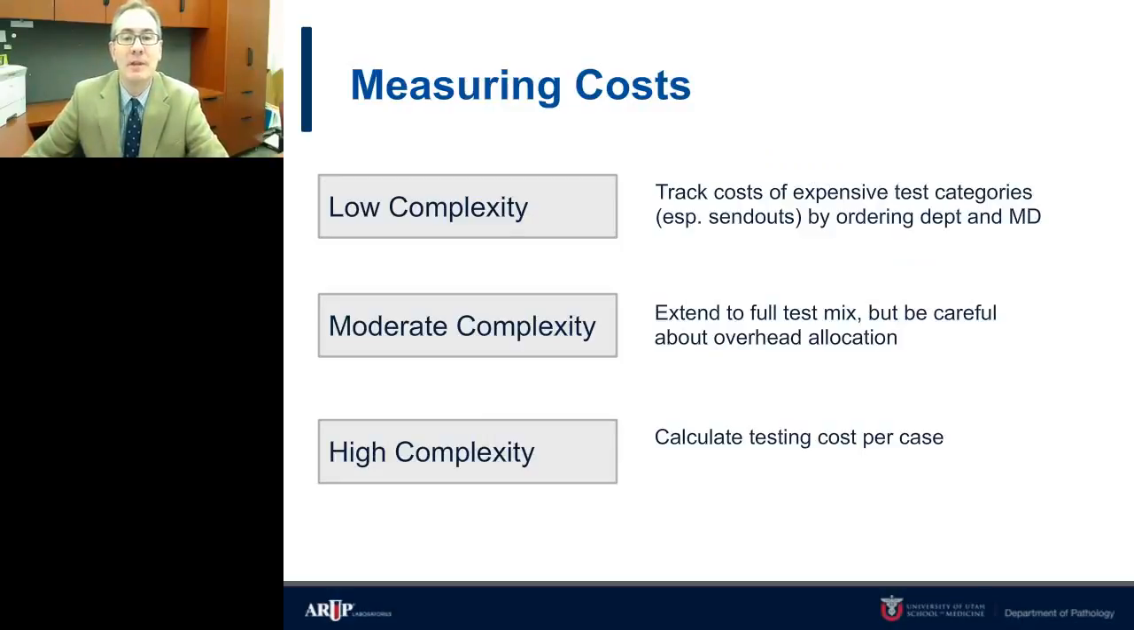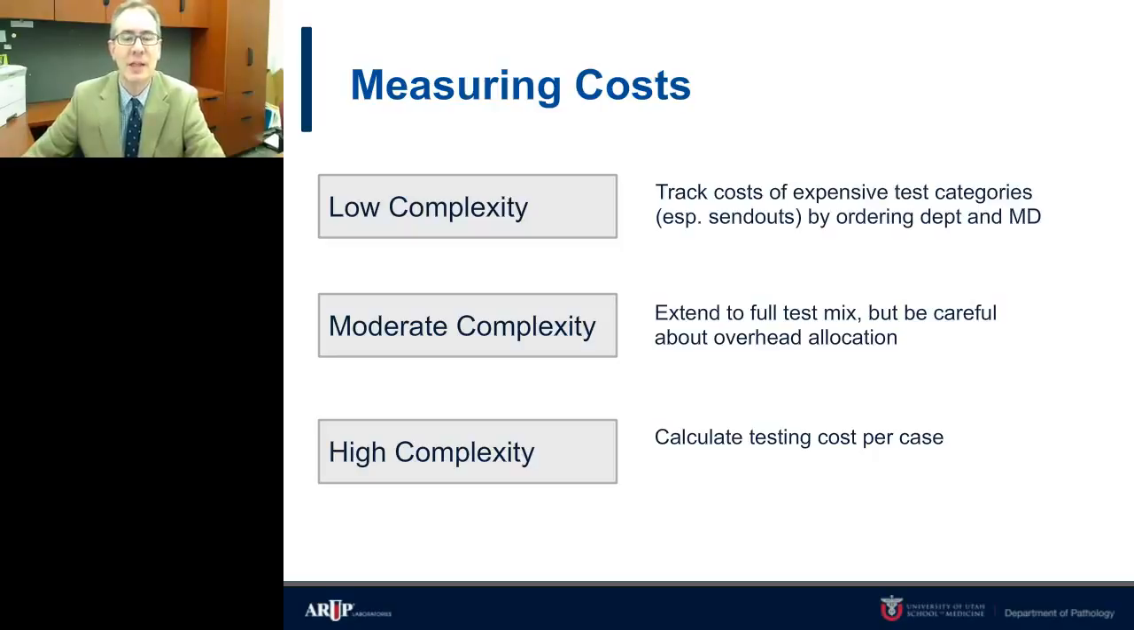Okay, if in your laboratory setting you want to make progress on measuring costs, there are easy things to do, there are hard things to do. I would say that the lowest hanging fruit here is to start tracking the cost of expensive test categories by ordering department and physician. So you know who's ordering your $5,000 tests in large volume, because those are the ones that really have the fastest potential to get your costs out of whack from a clinical perspective.